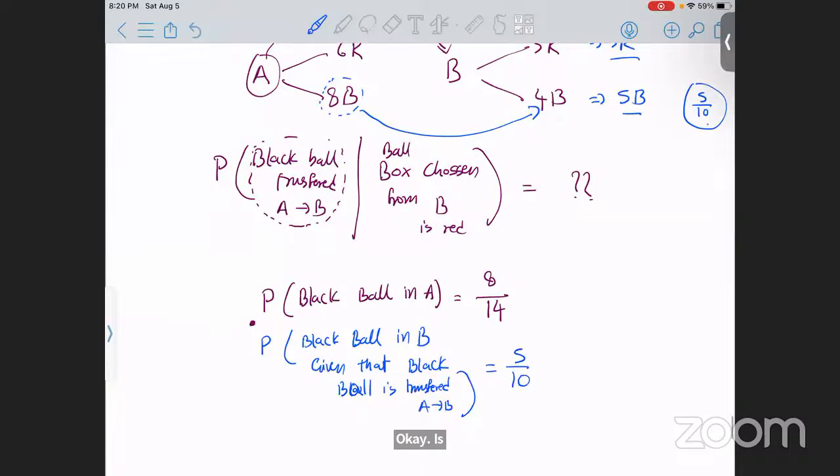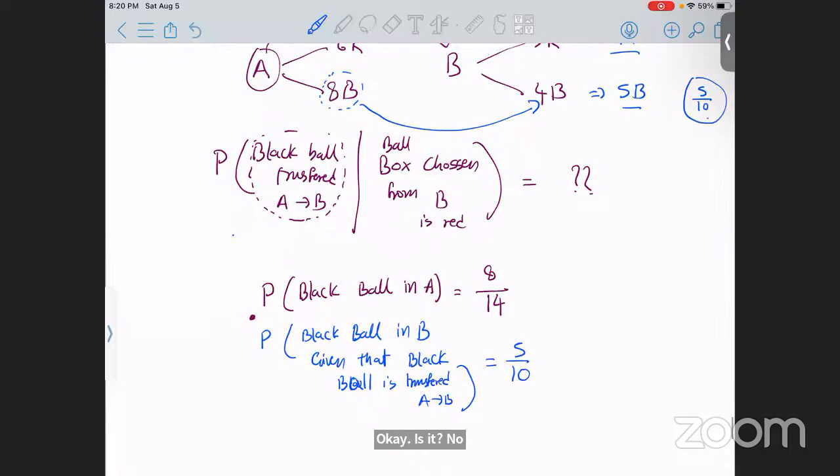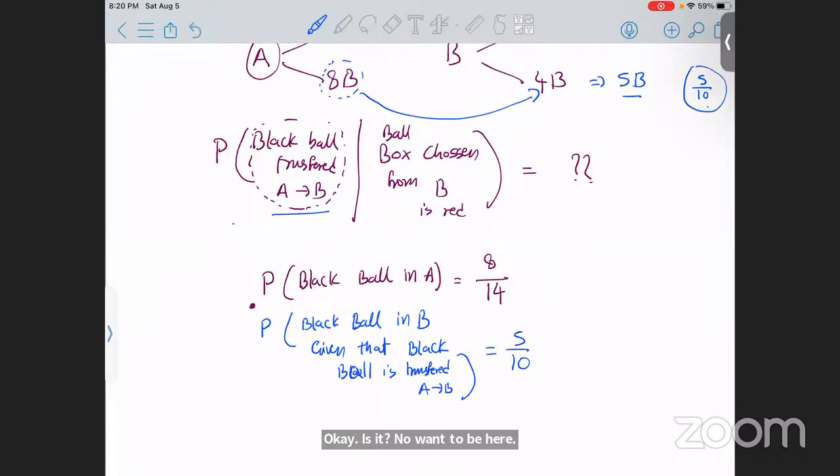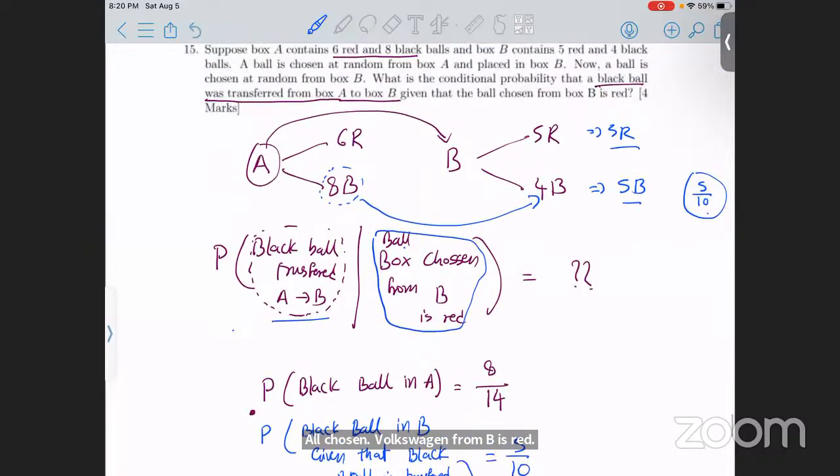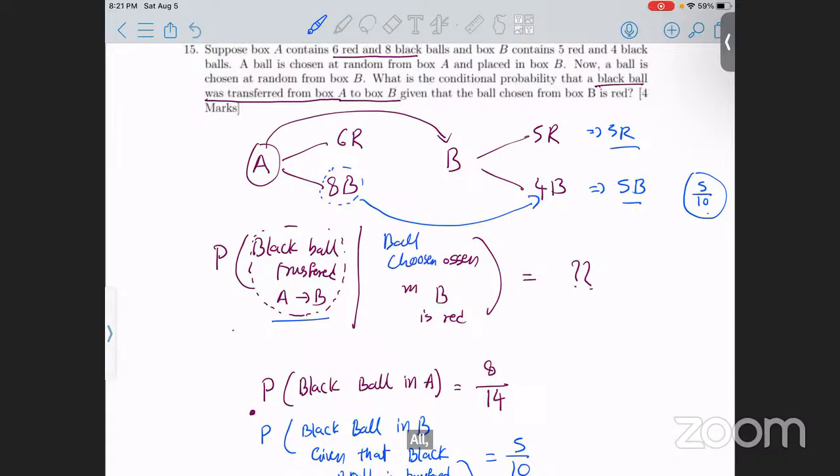Agree? Now, what did he ask? A black ball is transferred from A to B, given the ball chosen from box B is red. This is also 5 upon 10.